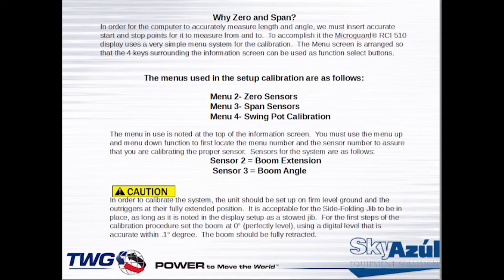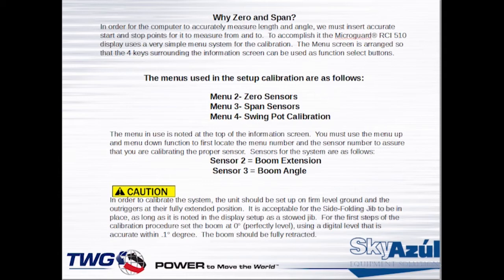So the menus used in the setup calibration, now this goes along with what we call the fast calibration setup, because you're only going to use certain functions out of this menu. There's a lot of functions in this menu that you don't use in the normal mode, but they leave them in there, okay? So looking at this guide, this tells you exactly what sensors we're going to use. Menu number 2 for zeroing sensors, menu number 3 for span sensors, and menu number 4 for swing pot calibration. Okay? These are the only menus we're going to use to make changes with.